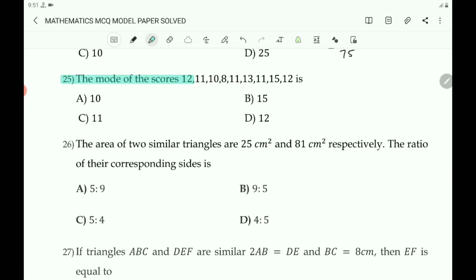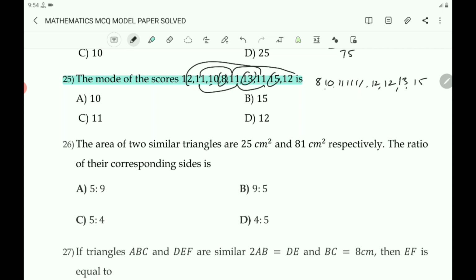The mode of the scores 12, 11, 10, 8, 11, 13, 11, 15, 12 is. Here it is better to arrange the scores in ascending or descending order. Mode means the most repeated score. Here you can observe that the most repeated score is 11. But if you write the scores in order, you can make it out easily. So the first score is 8, next 10, next 11, 11, 11, then 12, 12, then 13, 15.